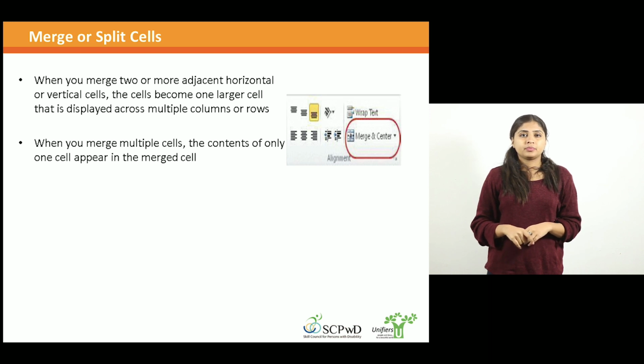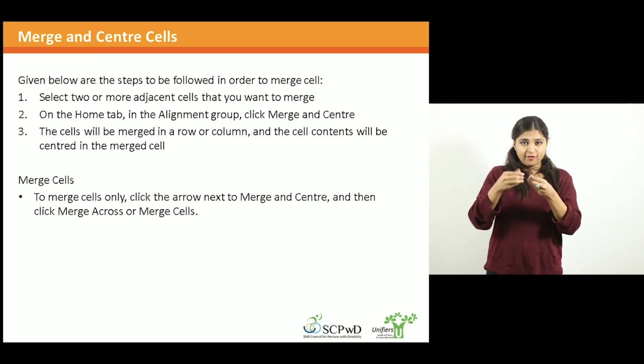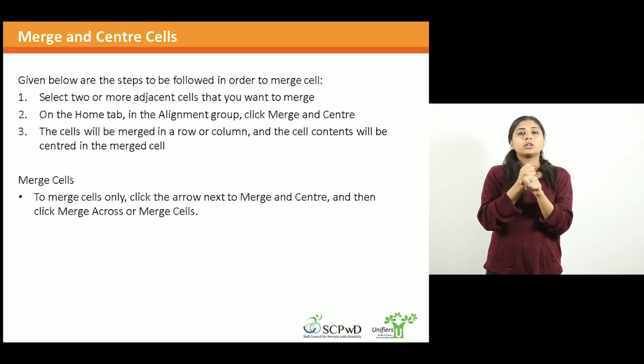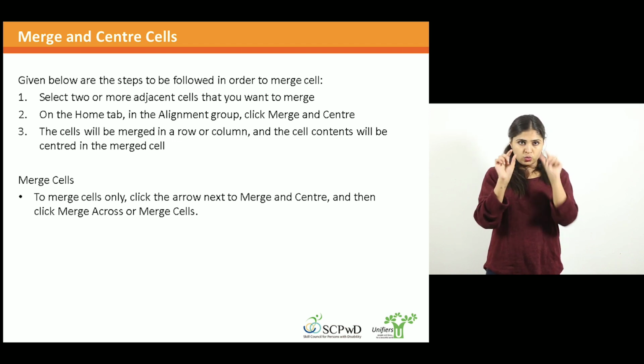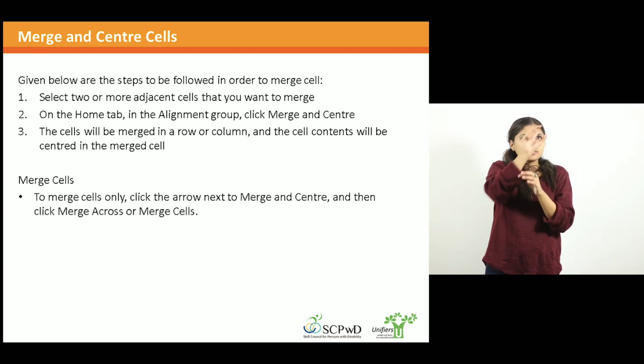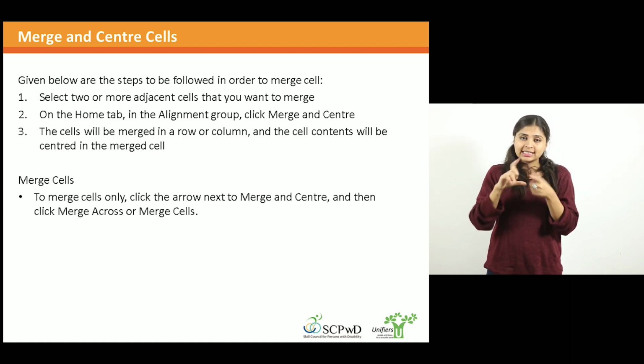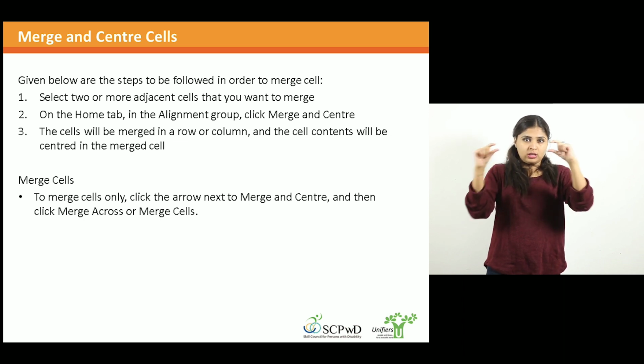Given below are the steps to be followed in order to merge cells. Number 1. Select two or more adjacent cells that you want to merge. Number 2. On the Home tab in the Alignment group, click Merge and Center. Number 3. The cells will be merged in the row or column and the cell contents will be centered in the merged cell.